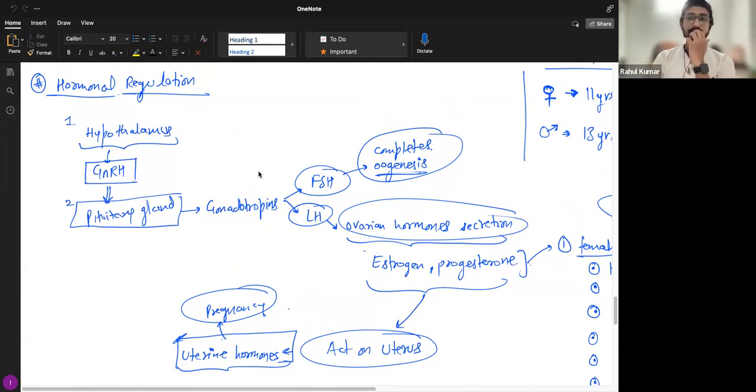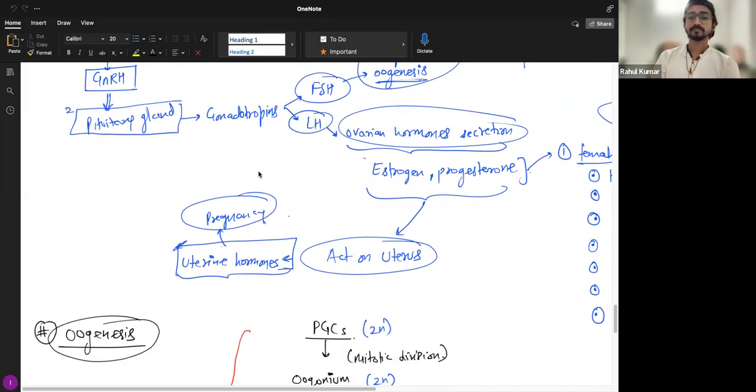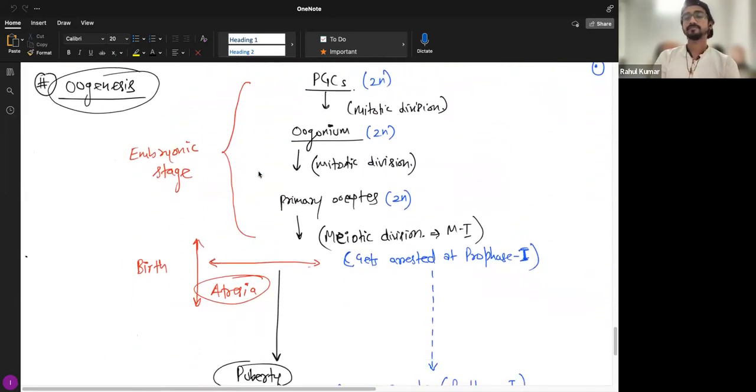Yes, then we also discussed that estrogen and progesterone act on the uterus and the uterine hormones are secreted. Then we also discussed fertilization, that is oogenesis. It begins in the embryonic stage. In that, the PGCs, which are diploid, go through mitotic division to give oogonia, which are also diploid.